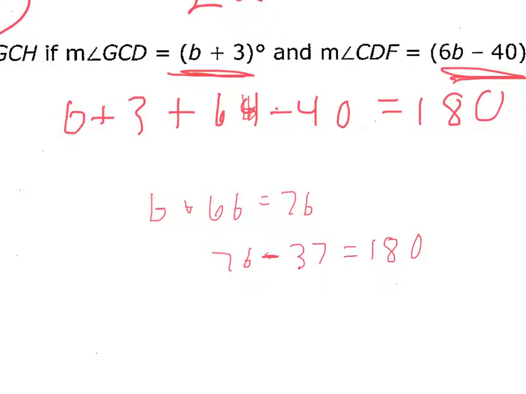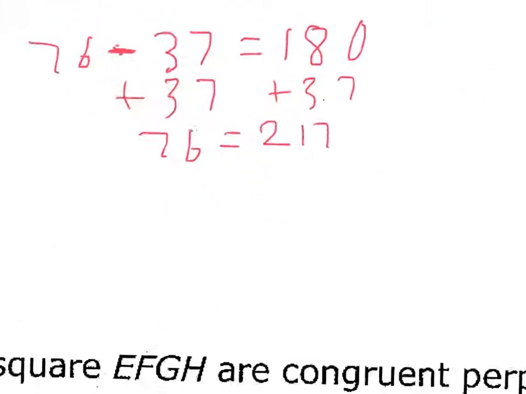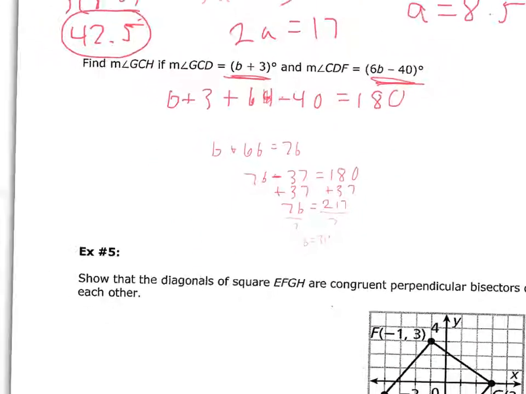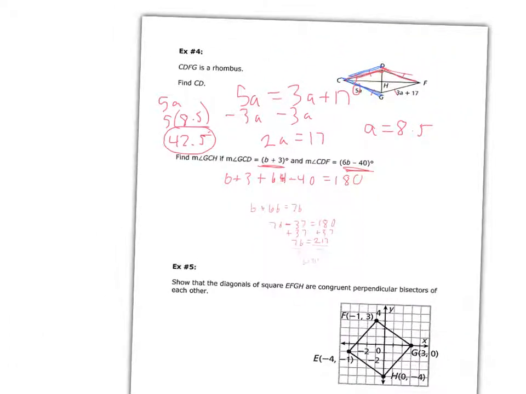Okay, so if we add 37 to both sides, that gives us 7B equals, what is that, 217? And then lastly, if we undo multiplication with division, our B would equal 31 degrees. Okay, so then of course you could go ahead and plug in, and that would give you your solution.